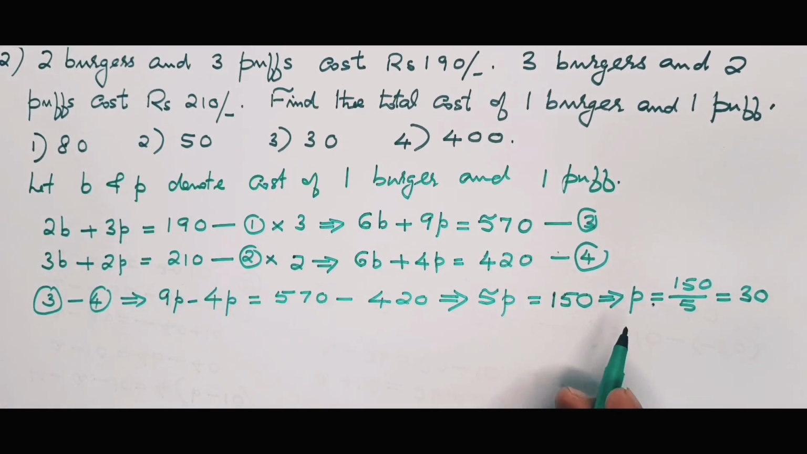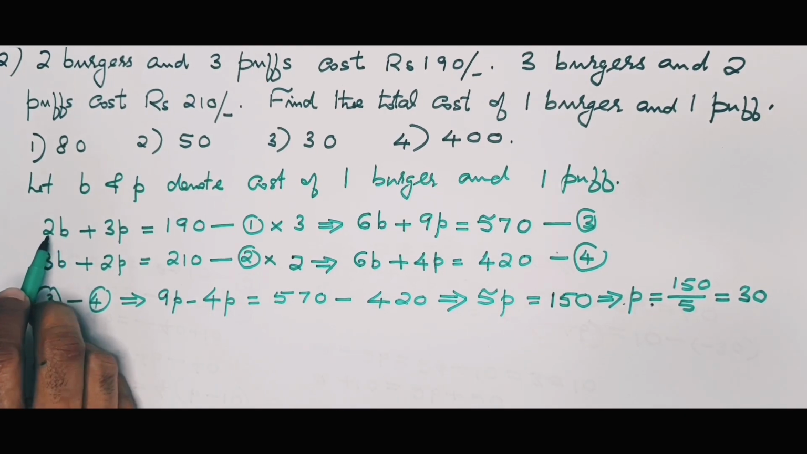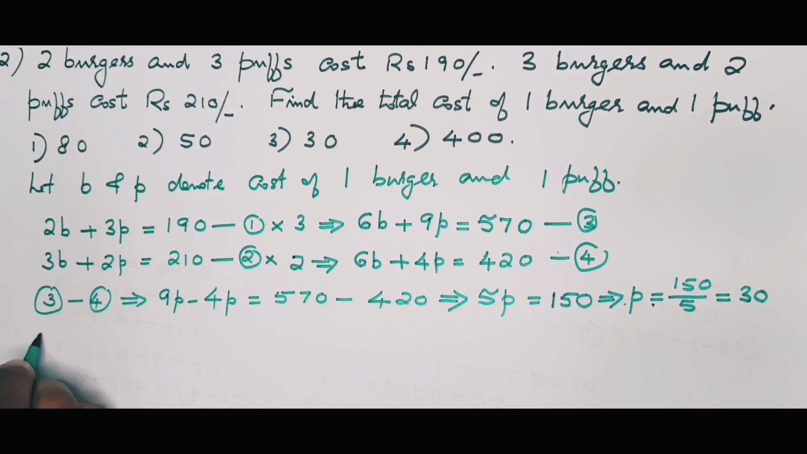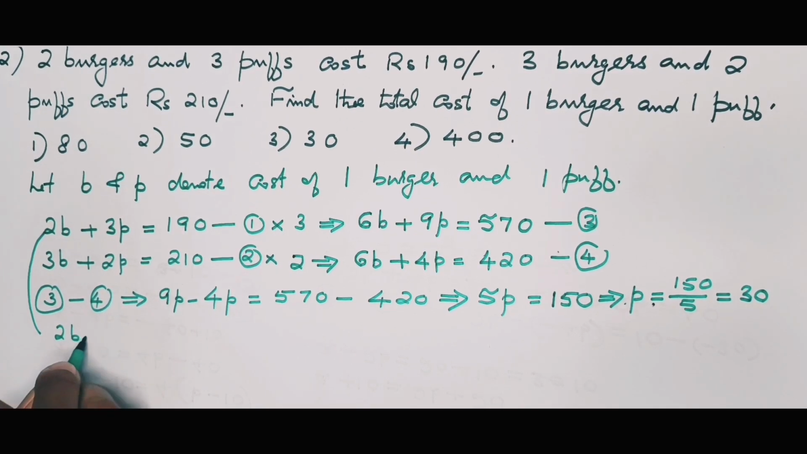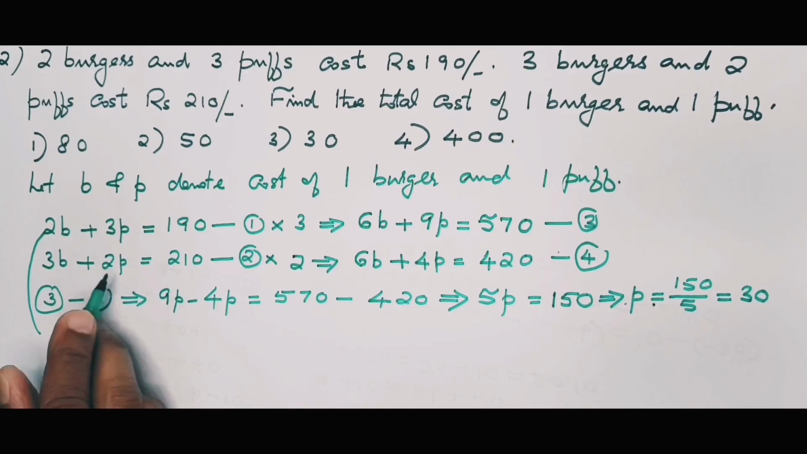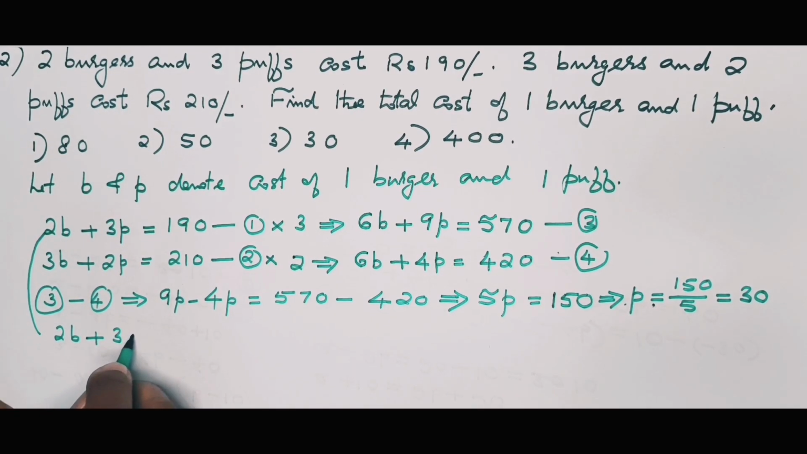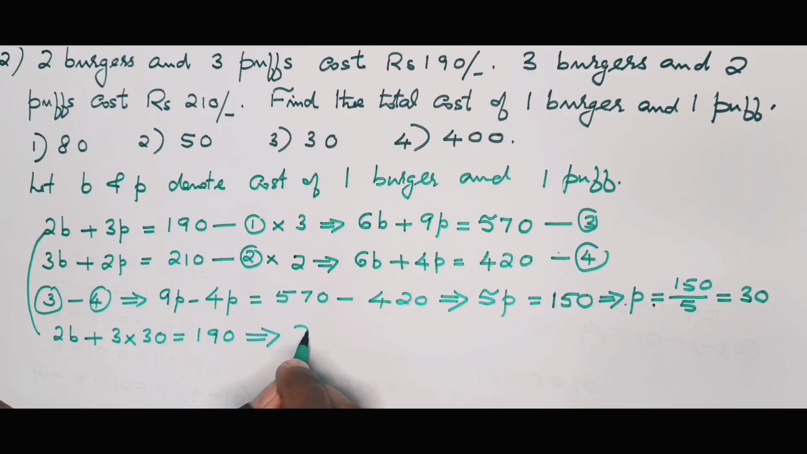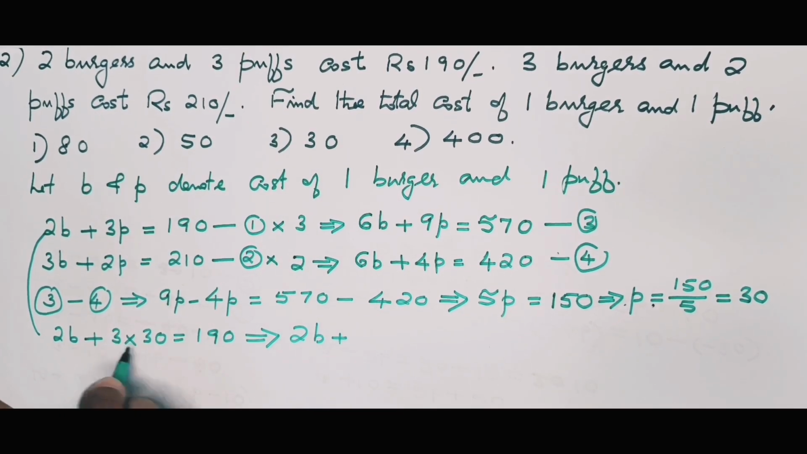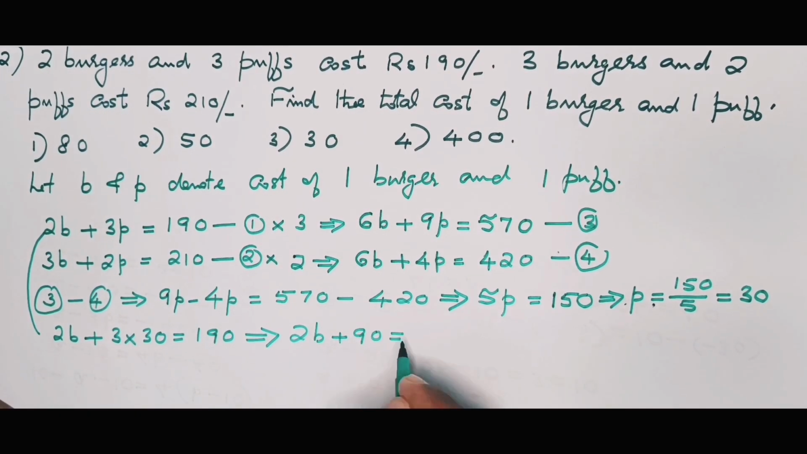Now to get the cost of B, we will substitute P equals 30 in this equation. So it goes like this. 2B, let me write as it is. Then comes 3P. P replaced by its value, which is 30, equals 190. 2B plus 90 equals 190.